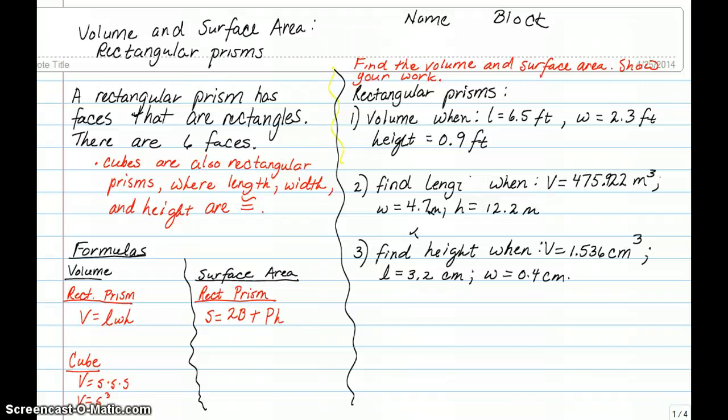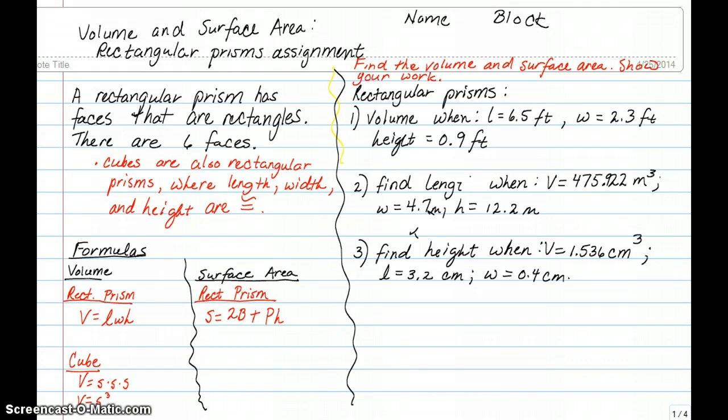This is the volume and surface area of rectangular prisms from the Chapter 9 assignment. Go ahead and fold your paper in half vertically so you have a fold down the middle. And please put your name and block on the paper, and all the notes that we'll take will be on the left side and all the work you will do will be on the right.